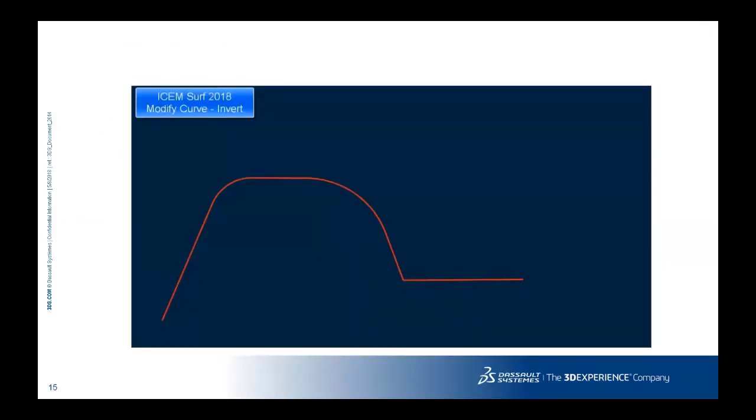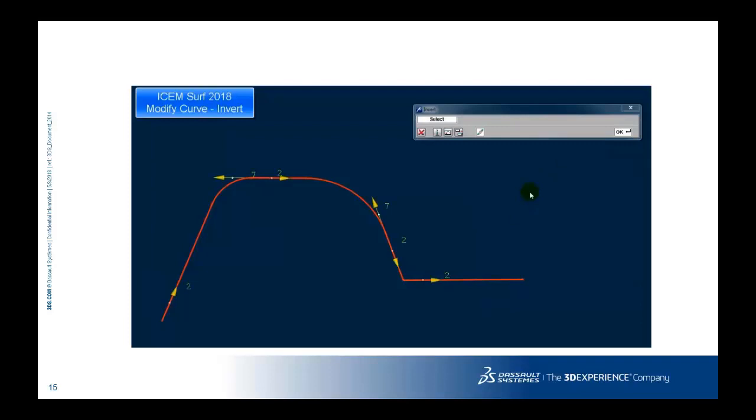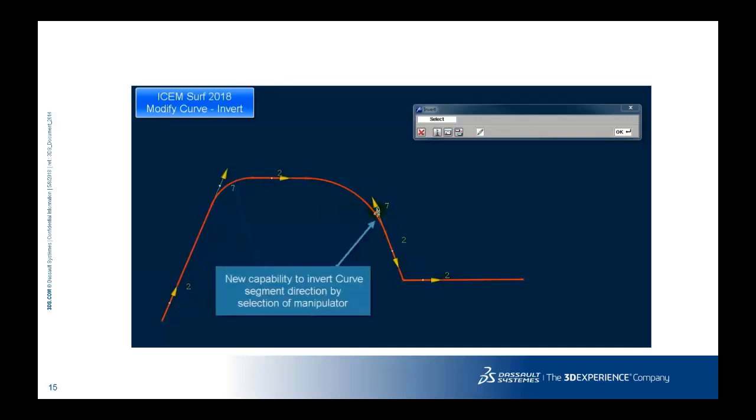Now, here's a short video showing it working. So you can see that the sevens are going the wrong way. So if we click on those, we can just pop them around. Very straightforward.